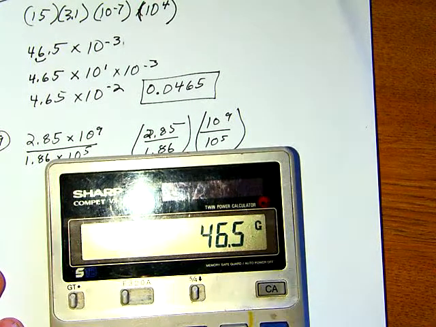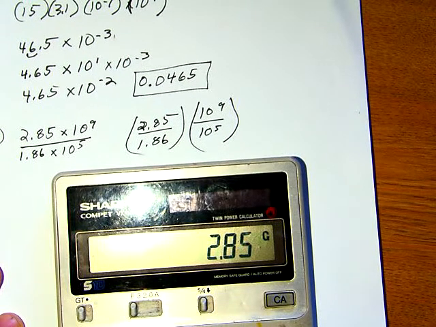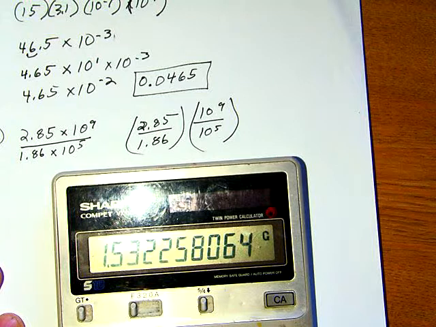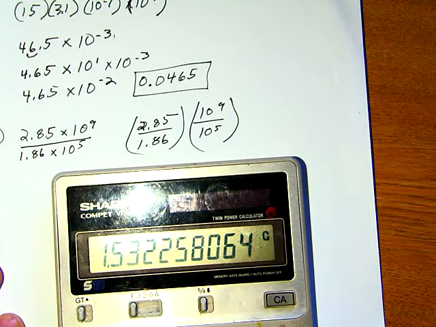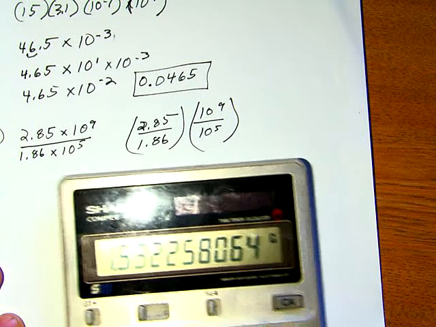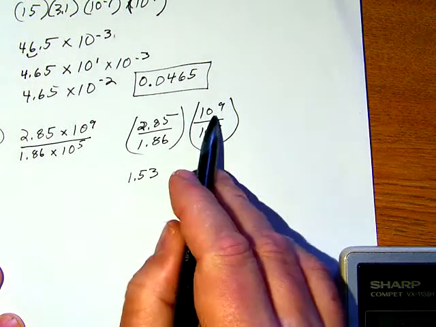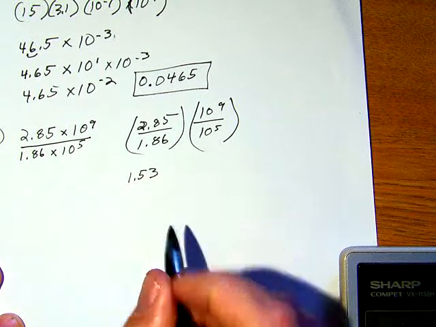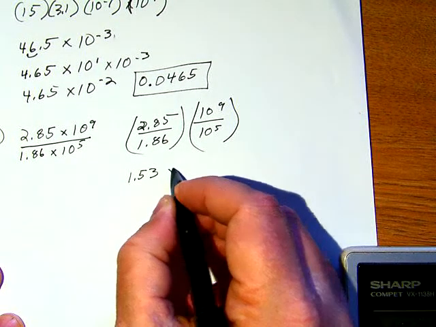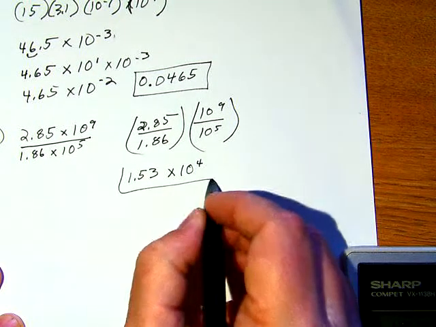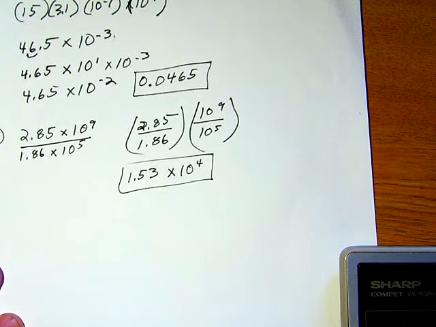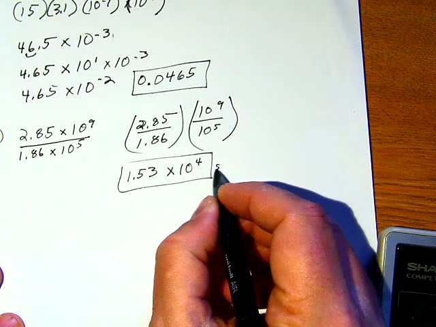Calculator out again. 2.85 divided by 1.86 is 1.53. So I'm just going to put that as 1.53, and 10 to the 9th and 10 to the 5th. Subtract exponents. Leaves me with 10 to the 4th. And there is how long it takes for that signal to reach the Earth. And that's seconds, I should say.